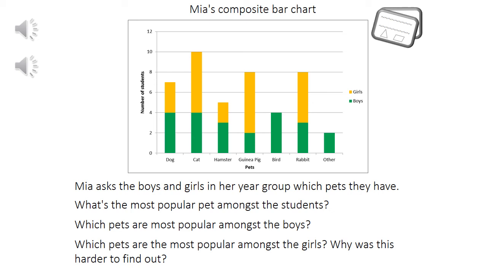Most popular amongst the girls, you can see that there were 6 girls that liked the cat. There are 6 girls who also like guinea pigs. So those 2 are both the most popular.